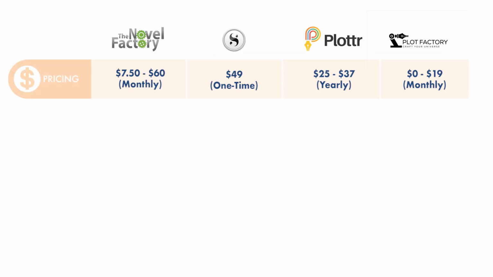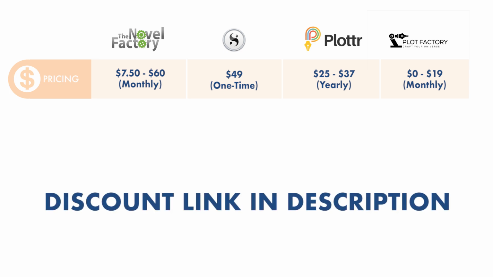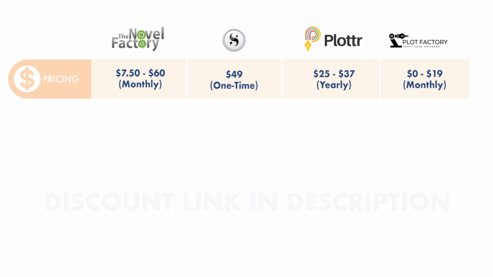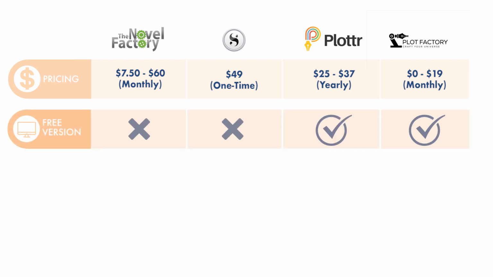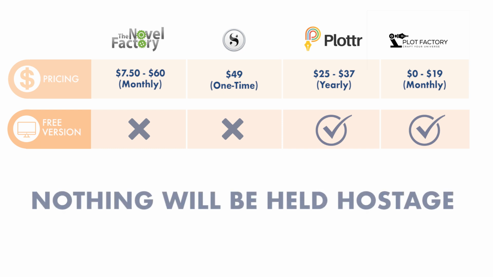Let's start with the pricing. The pricing will vary between the different software. However, Scrivener is the only one with a lifetime price of $49. You can actually get it with a discount using my link in the description below. Novel Factory and Scrivener also don't have a free version, but do offer users a 30-day trial. Since many of these are subscription-based, just know that if your subscription does run out, your content and outline work will not be held hostage. You will be able to export any of your writing to another application if you choose.